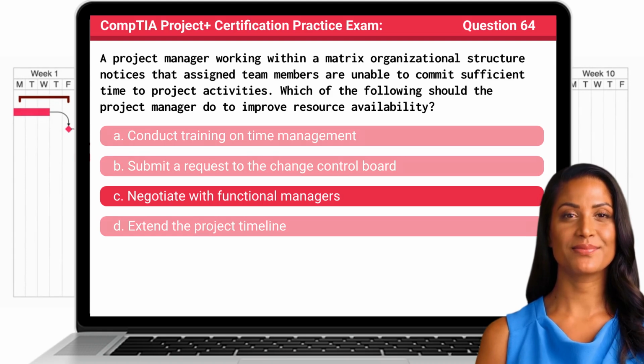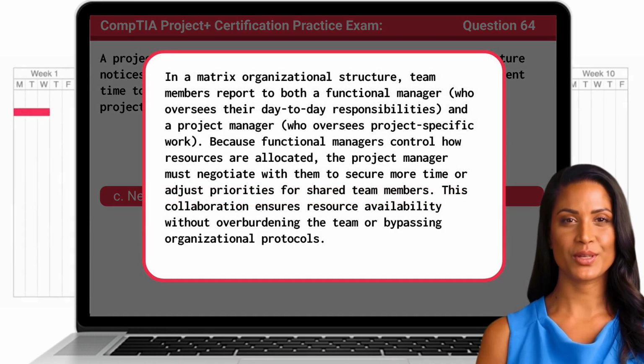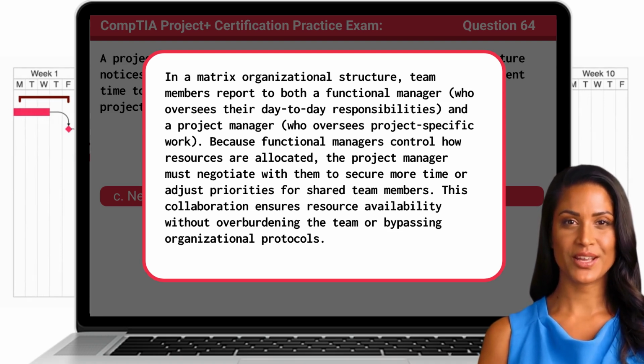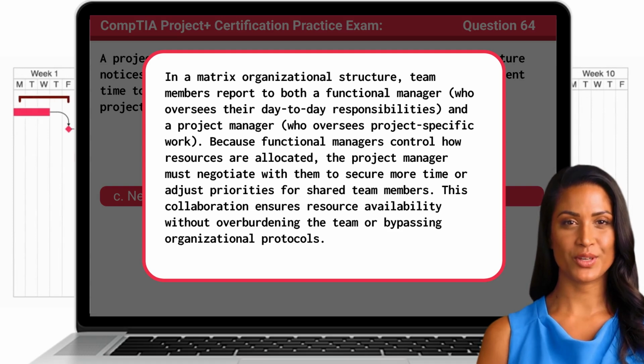The answer is C. Negotiate with functional managers. In a matrix organizational structure, team members report to both a functional manager who oversees their day-to-day responsibilities and a project manager who oversees project-specific work. Because functional managers control how resources are allocated, the project manager must negotiate with them to secure more time or adjust priorities for shared team members. This collaboration ensures resource availability without overburdening the team or bypassing organizational protocols.